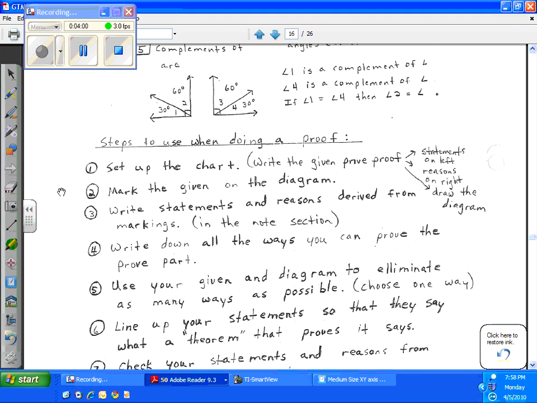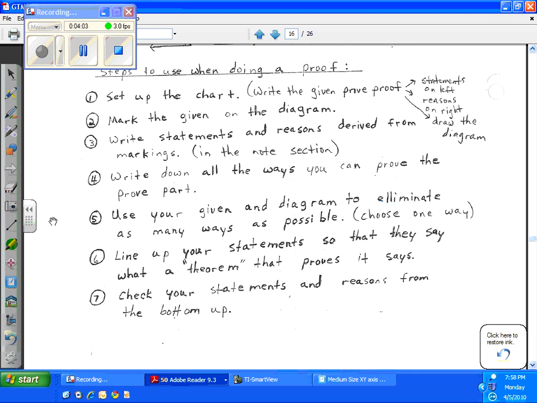Now, steps in planning a proof. We're going to have a little jingle for this. Write the given and prove, put the statements on the left, reasons on the right, draw the diagram. Take what you're given, mark it in the diagram, write statements and reasons derived from the markings in the notes section. Think of all the ways you can prove the prove part. Use your given and diagram to eliminate as many ways as possible and choose one way to prove it. Then line up your statements so they say what the theorem for proving it says. And then we're going to check our statements and reasons from the bottom up.